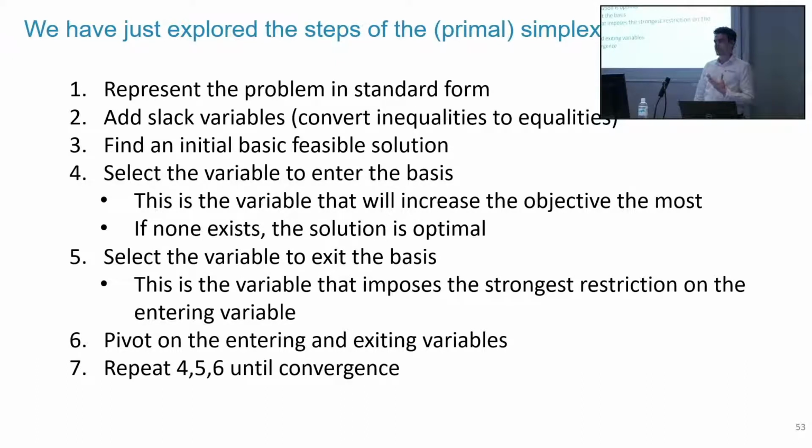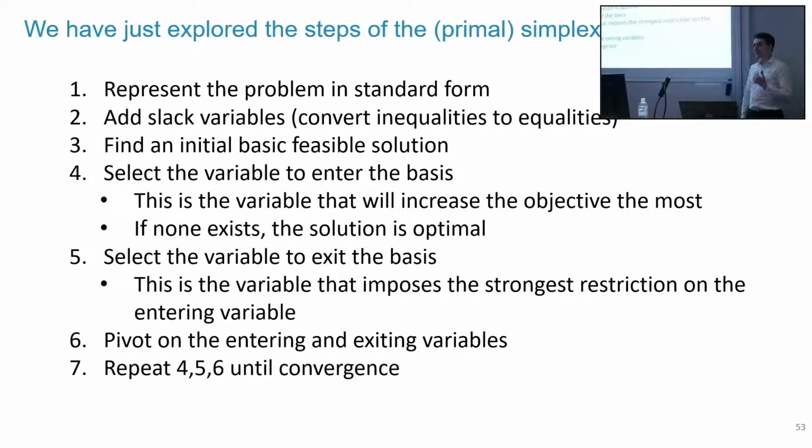Then we select a variable to enter the basis. This is the variable that increases the objective the most. It's the argmax of your objective, the variable that has the highest coefficient in your objective. If none exists, you have the optimal solution already. You then have to pick a variable that exits the basis.